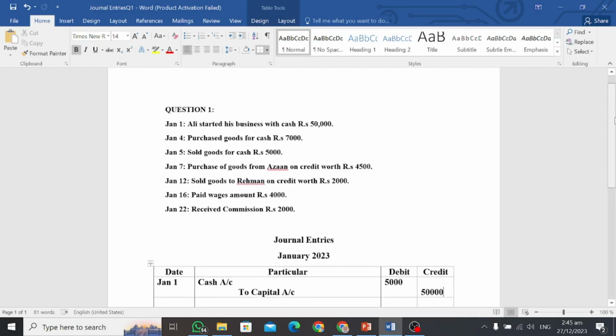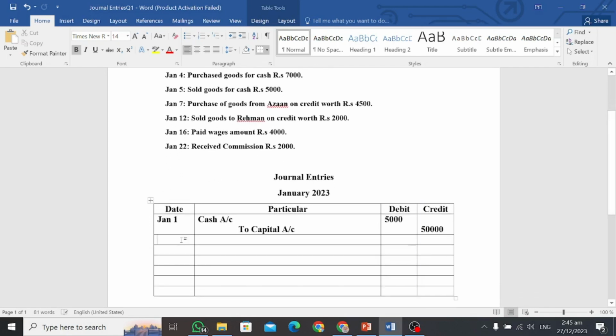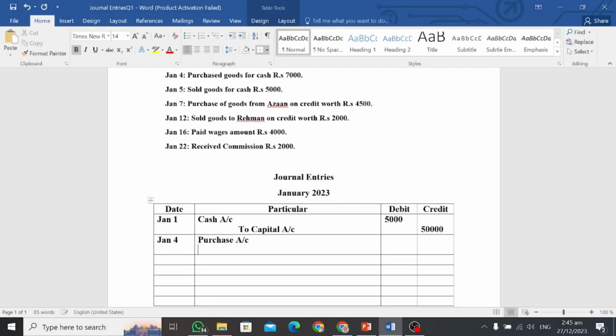Let's record it in the journal. Date is January 4. Purchase account will be debited and the cash account will be credited with 7,000.